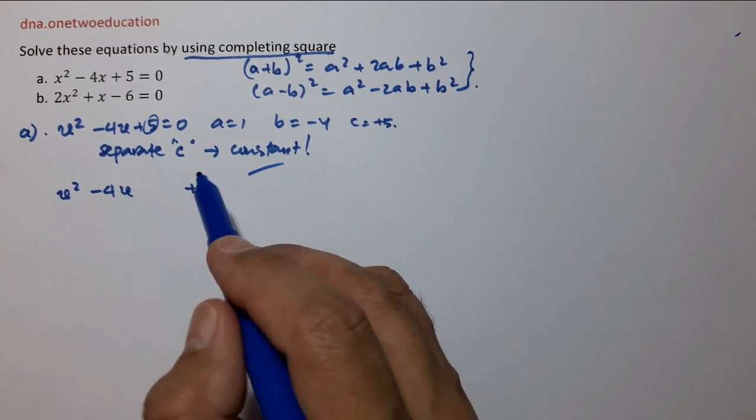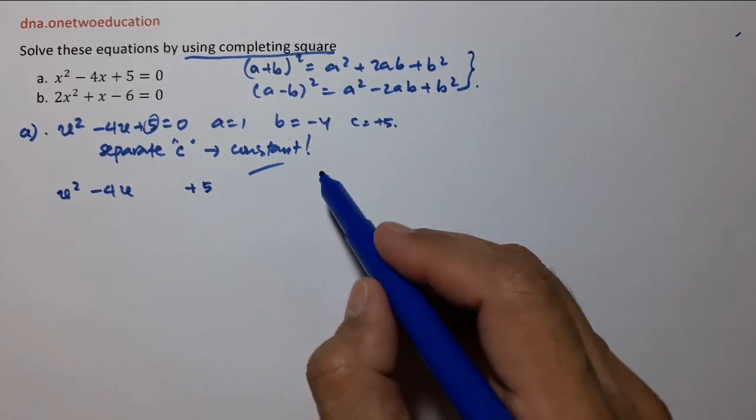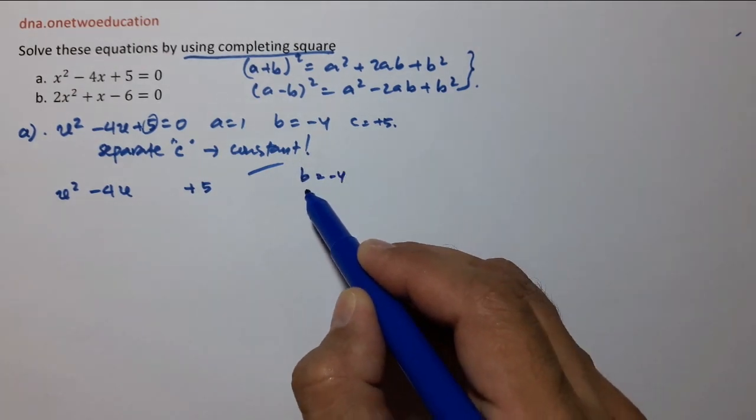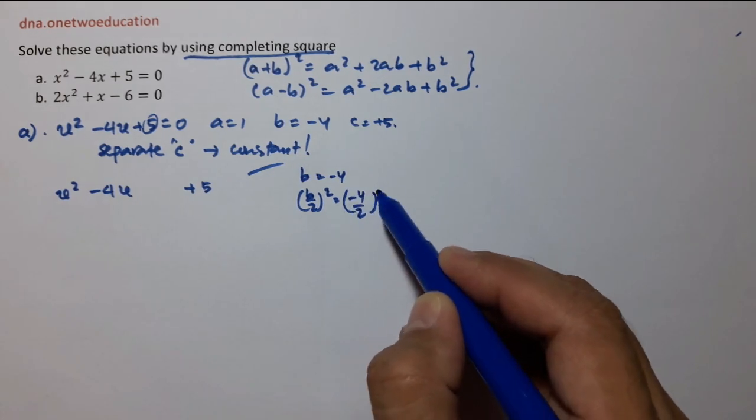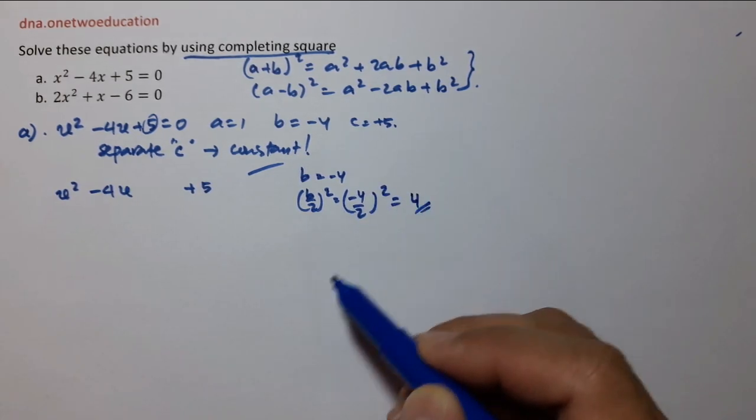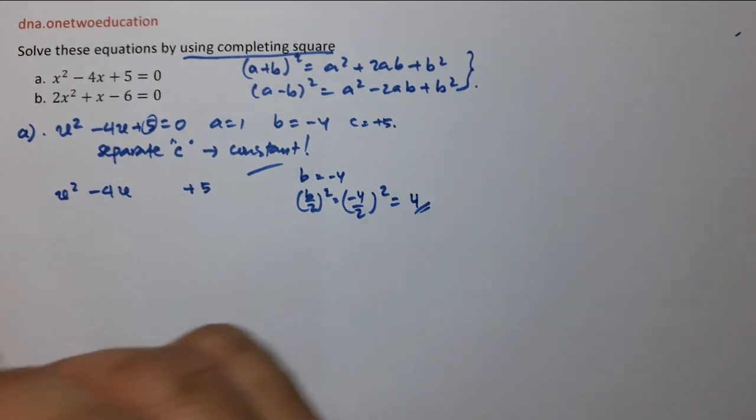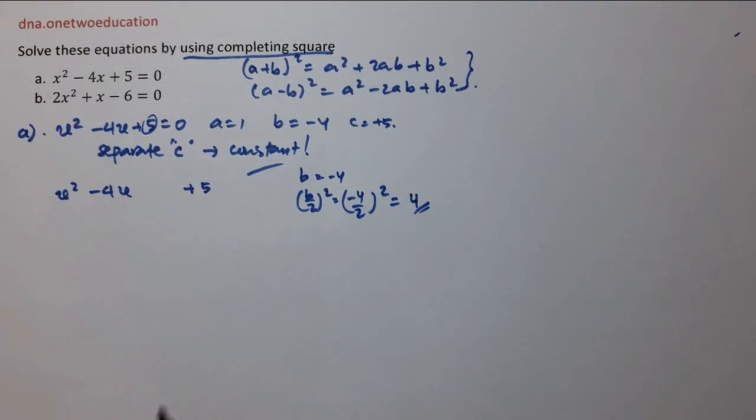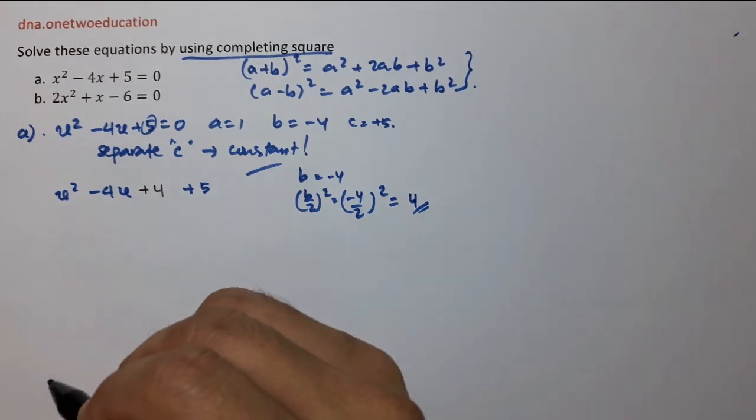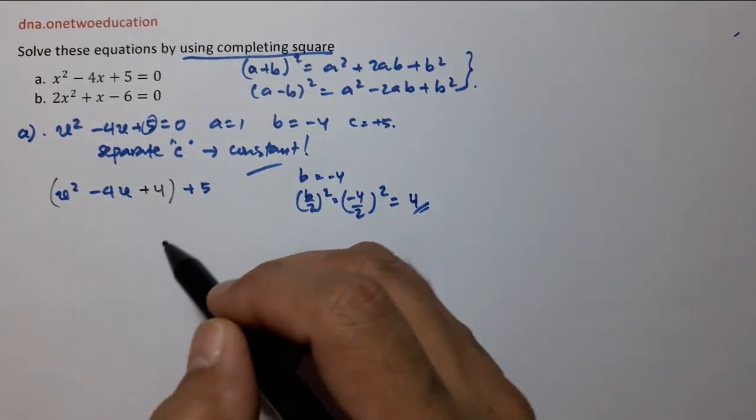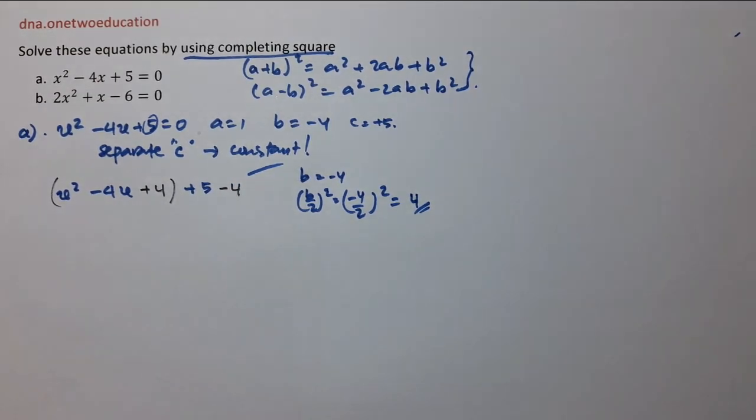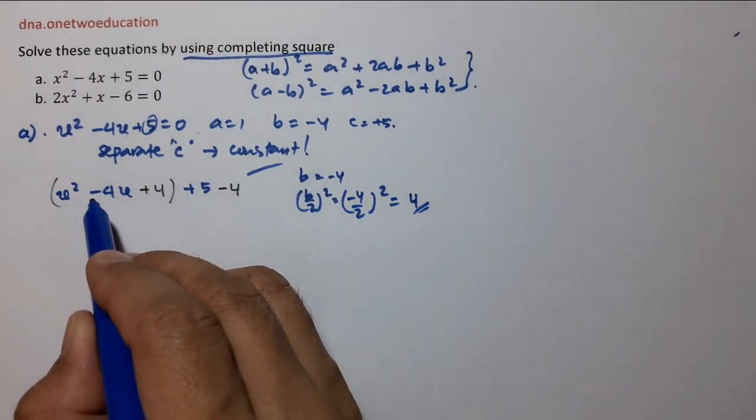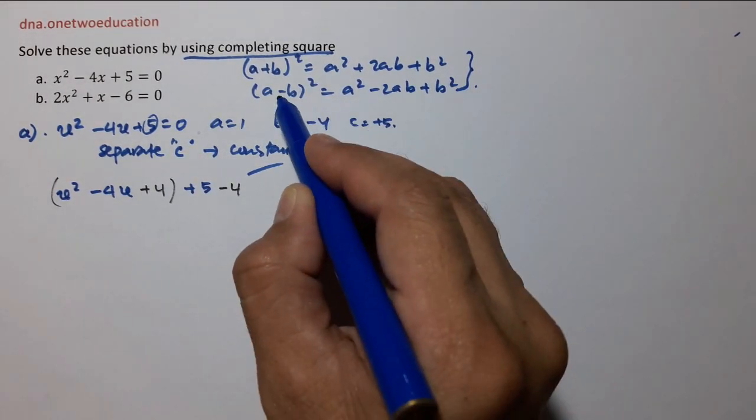Next, b equals minus 4. b over 2 squared is minus 4 over 2 squared. You get 4, right? By adding 4 here, put the bracket. Automatically you have to modify without changing the value, so put here minus 4. Clear, everyone?